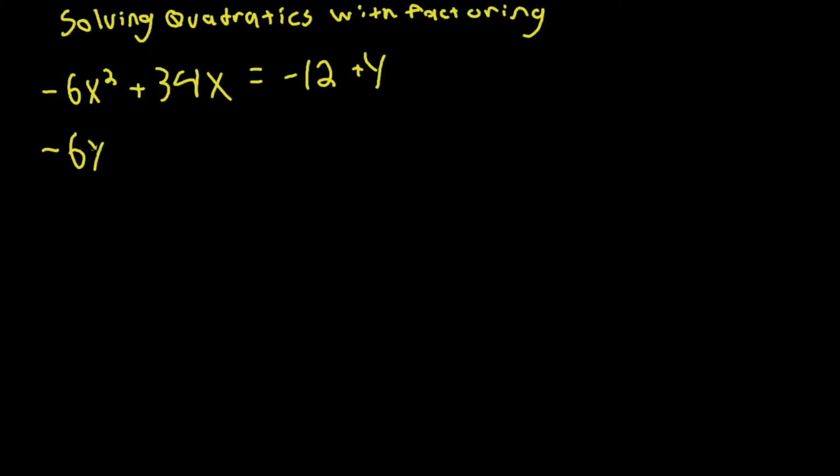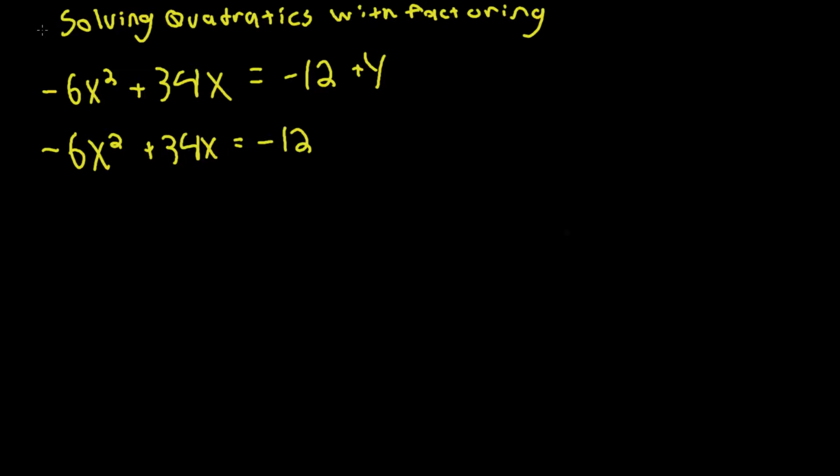So we have 6x squared plus 34x equals negative 12 plus 0. Now I just wrote that plus 0 to tell myself I'm setting y equal to 0, but I can just get rid of it right off the bat. It's not really going to affect our problem.